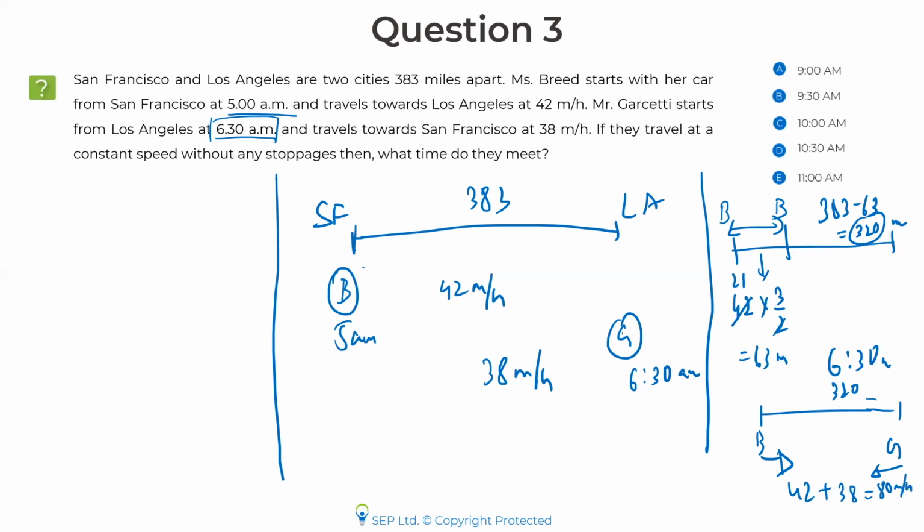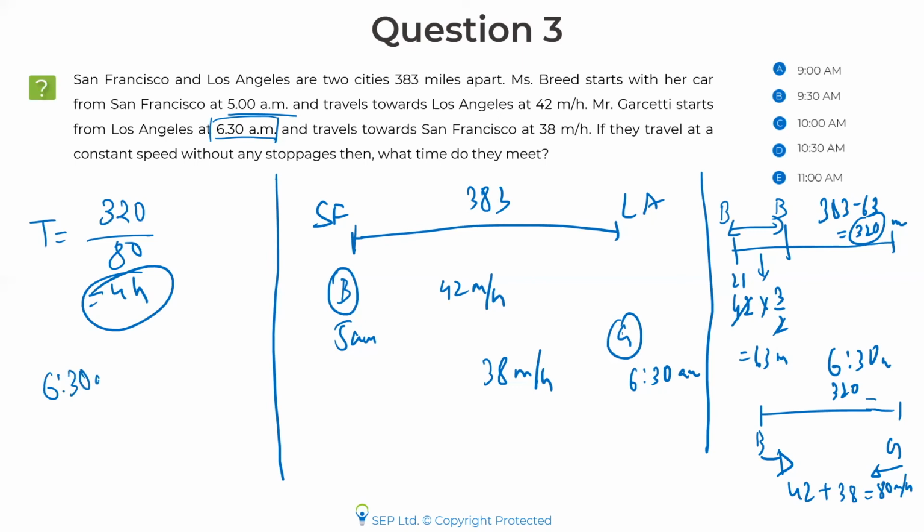Now, if I know the relative velocity and the gap, how can I find the time? I know the gap is going to be 320 miles and the relative velocity is going to be 80. So the time is nothing but gap divided by relative velocity, which is going to be 4 hours. Now, what is this 4 hours? This is 4 hours after 6:30. So that is very crucial.